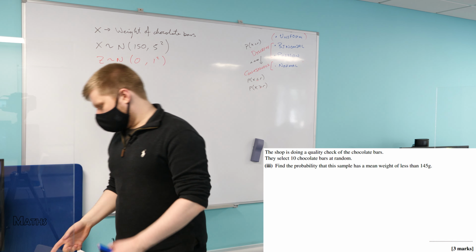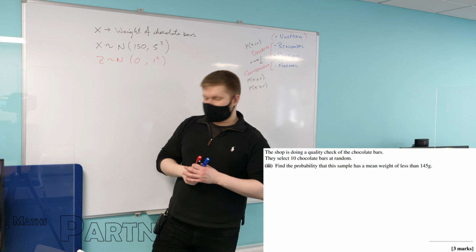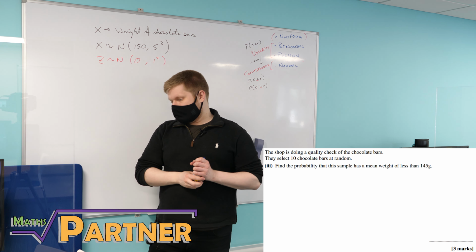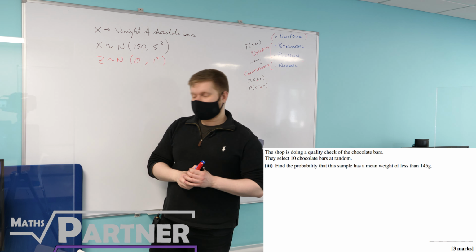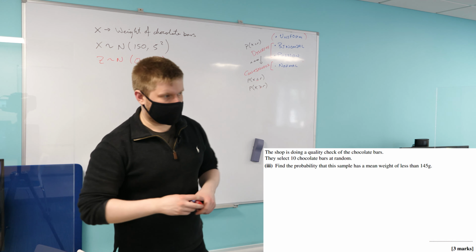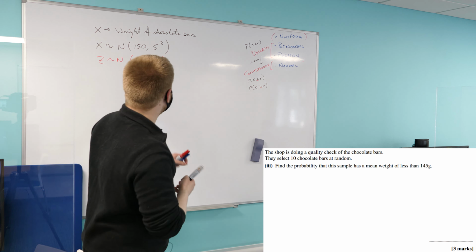Okay, so the next question, part 3, says that the shop is doing a quality check of all of their chocolate bars. They select 10 chocolate bars at random, okay? Find the probability that this sample has a mean weight of less than 145. So we need to think now.